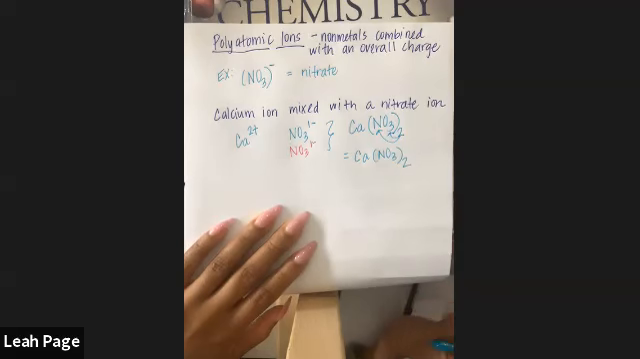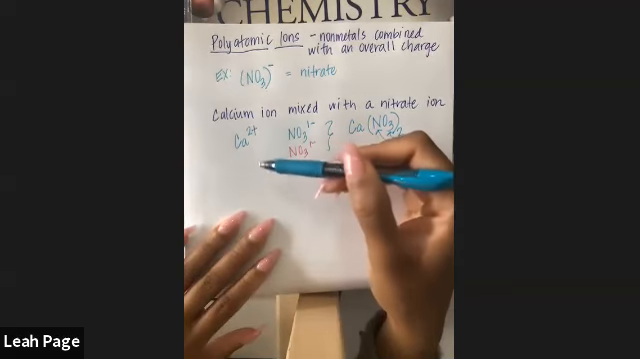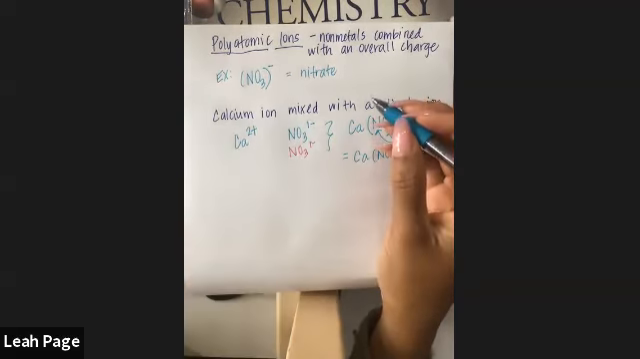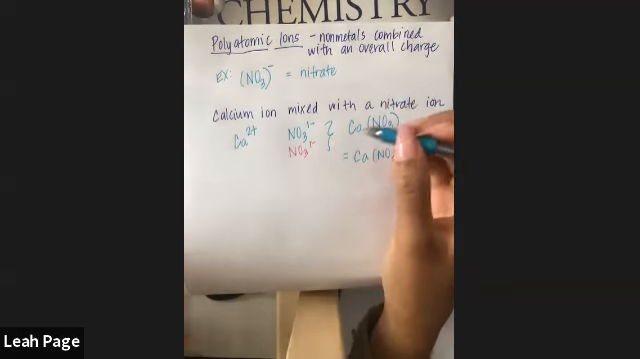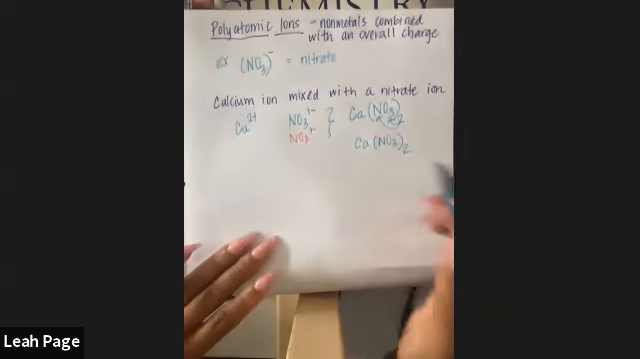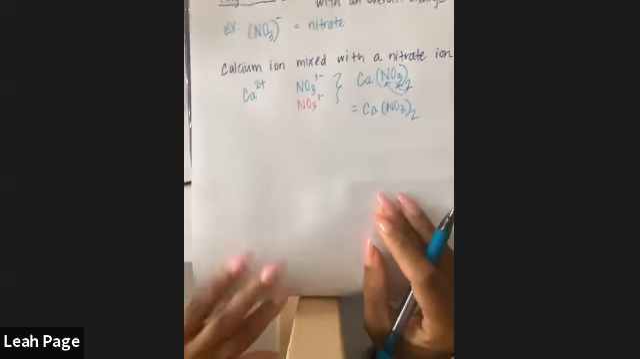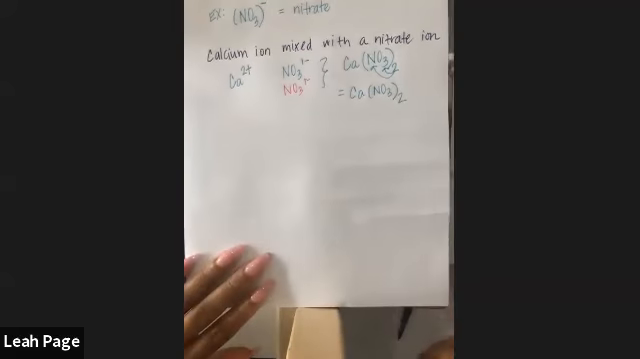The same thing happens when you have a transition metal. When you have a transition metal with a positive ion and a negative ion coming together, you're still just switching the charges, or you're trying to get them overall to equal 0. So this is how you write the formula for all ionic compounds. Now I want to talk about how you name these ionic compounds.